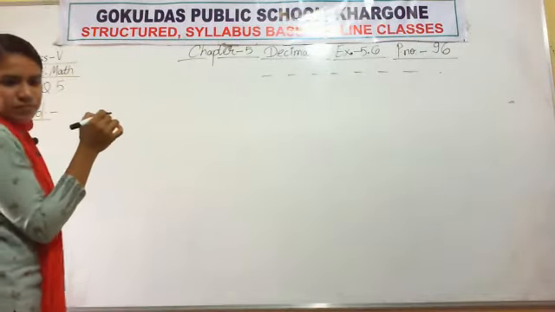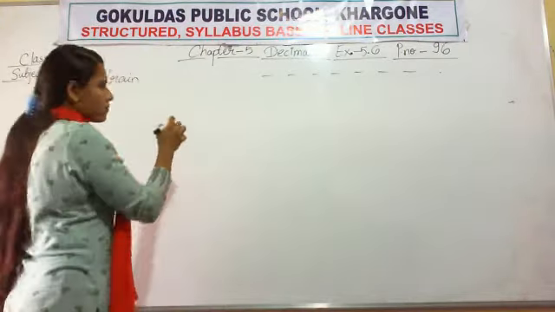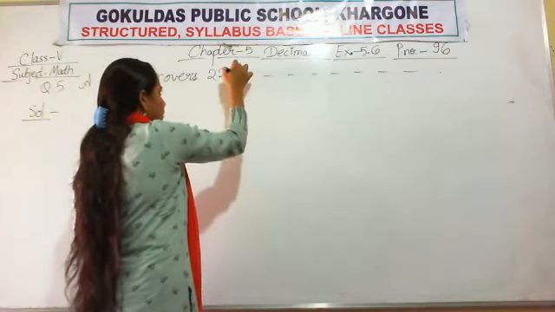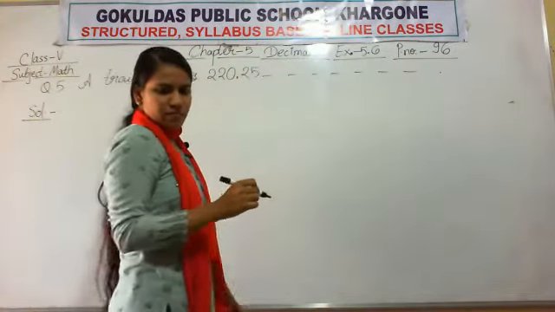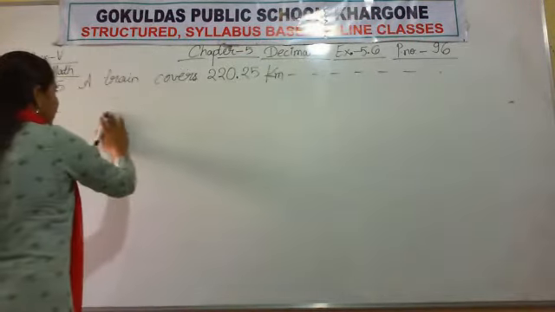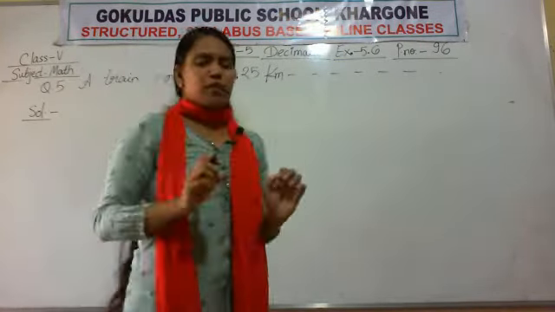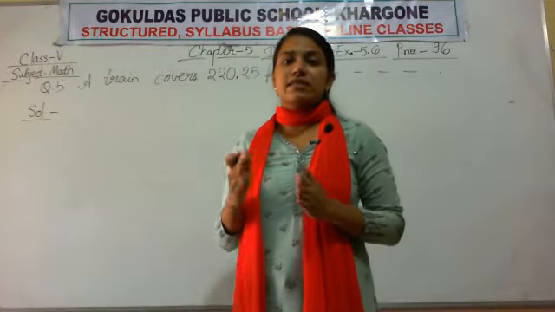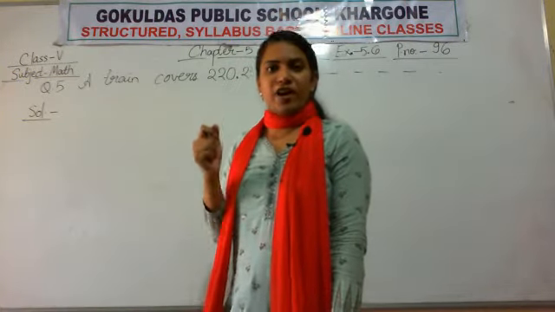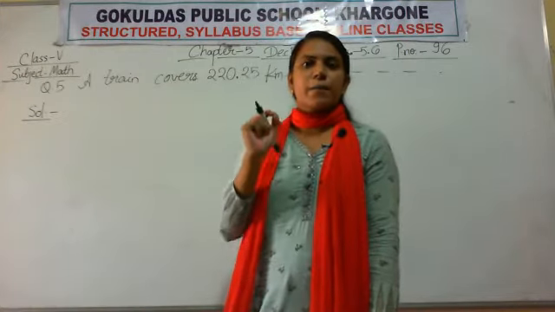Question number 5. A train covers 220.25 kilometers. So let us write all the data given here. Train covers 220.25 kilometers. It means it is distance. This much distance a train covered. In how much time did the train cover it? 5.5 hours. Hour is given, it means 5.5 here is time.